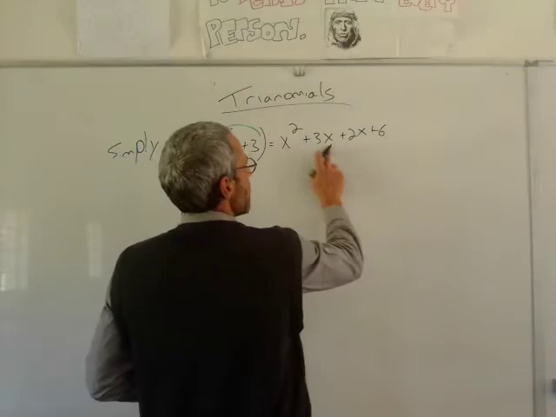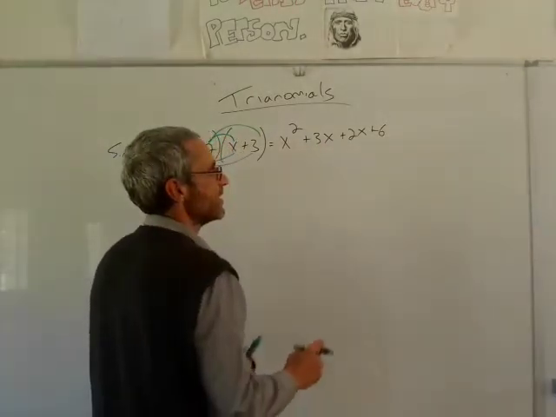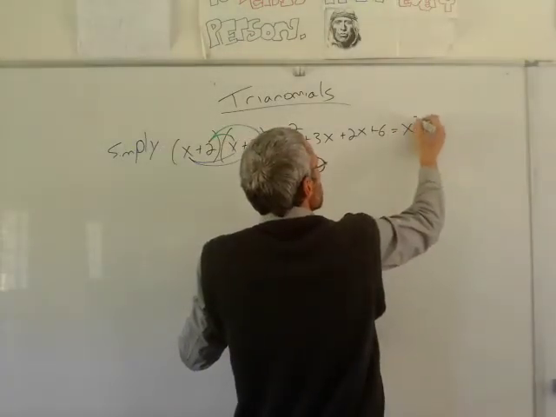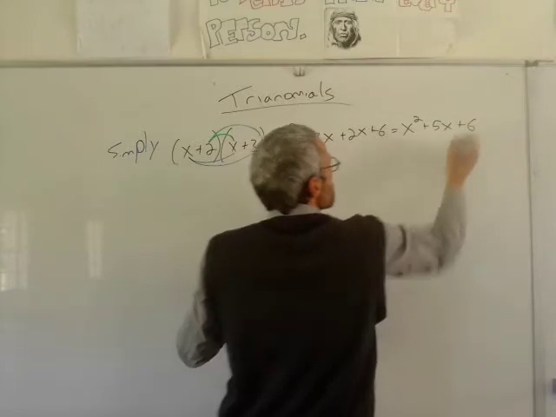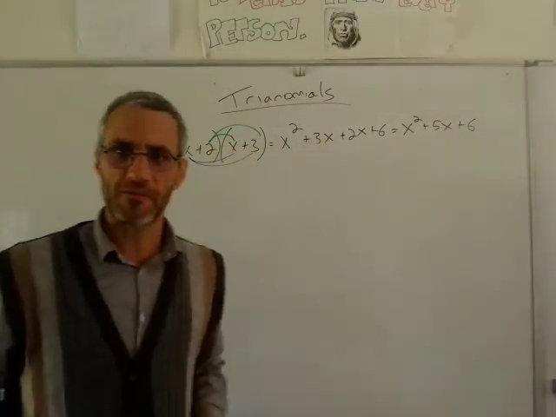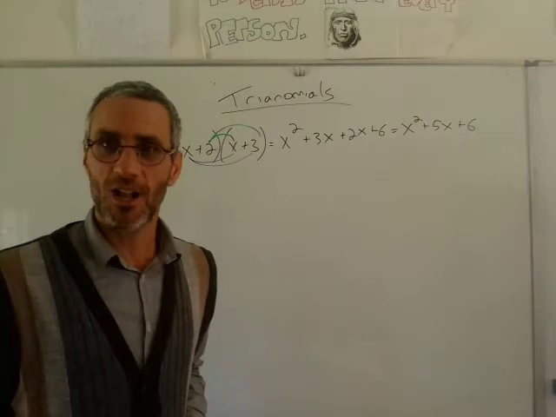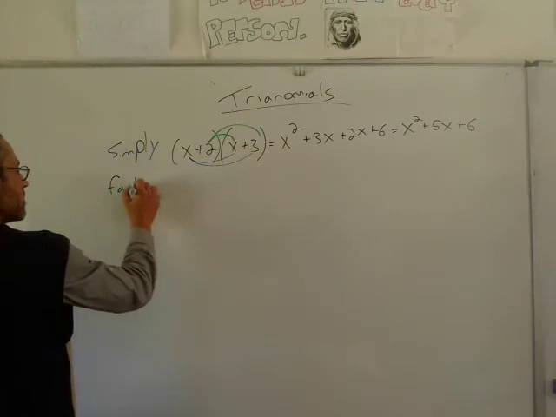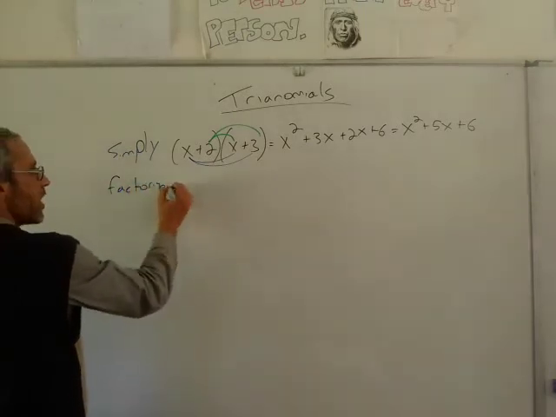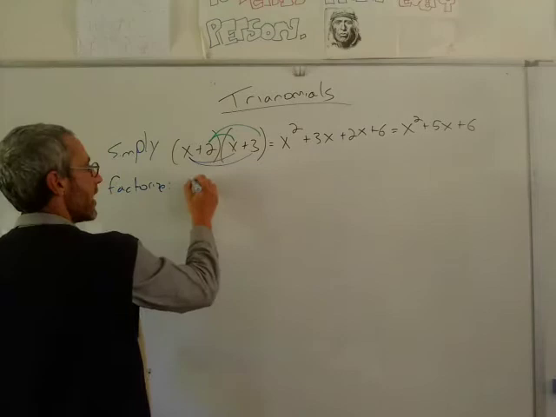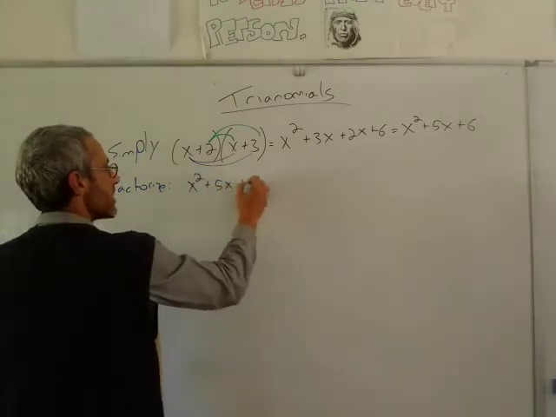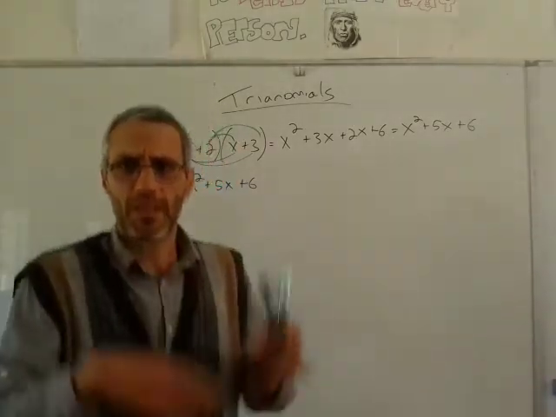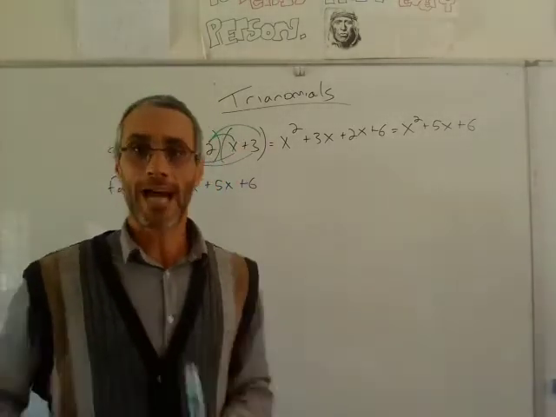Then I can do something here. 3x plus 2x, I can add them. I can't add x squared and 6, that's different. So the final answer is x squared plus 5x plus 6. That's simplified. Now sometimes I'll ask you to do the opposite. Sometimes I'm going to ask you to factorize, but not that. I'll ask you to factorize this: x squared plus 5x plus 6. Remember, factorize is taking something plus something plus something and turning it into something times something.